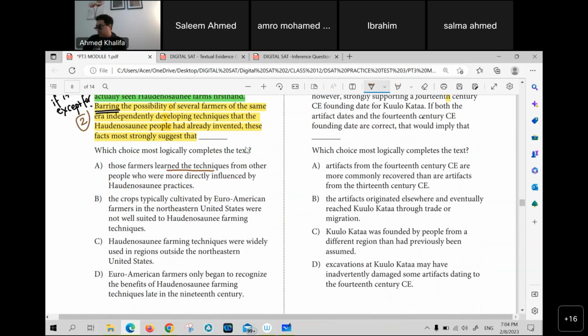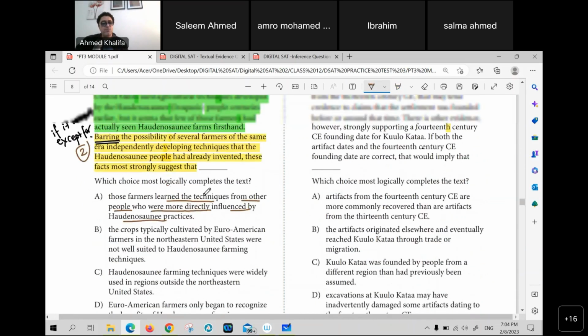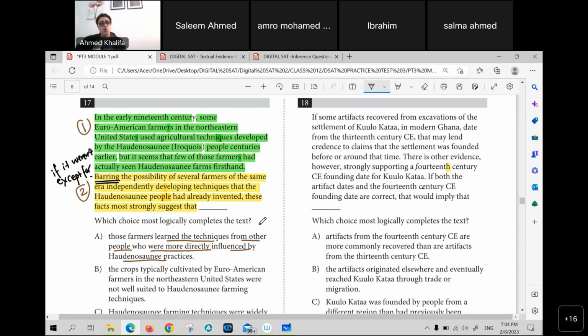Those farmers learned the techniques from other people who were more directly influenced by Haudenosaunee practices. What do you think of this one? Everyone went silent. Okay, let's put a question mark, guys. It makes sense, of course. Didn't I tell you that they only developed it, only a few farmers had actually seen Haudenosaunee farms firsthand? That means they learned the techniques from other people who were living at the same age as the Haudenosaunee people. That makes sense, right?